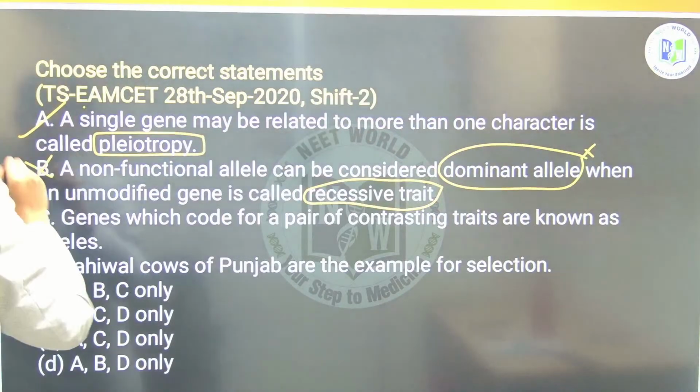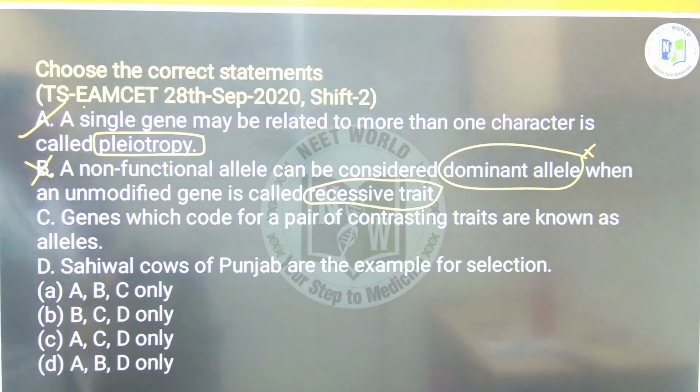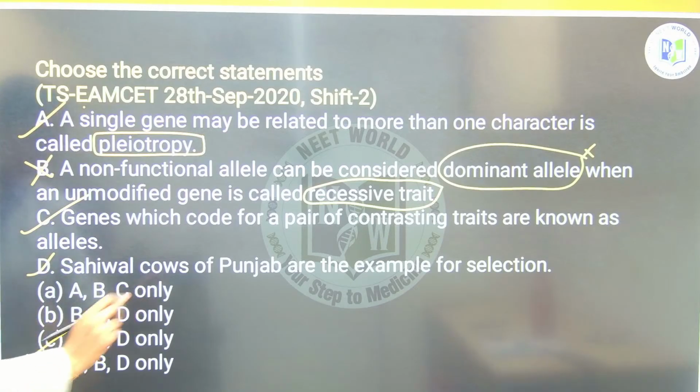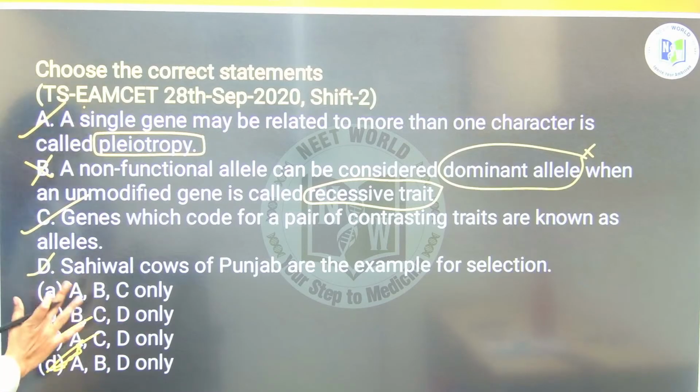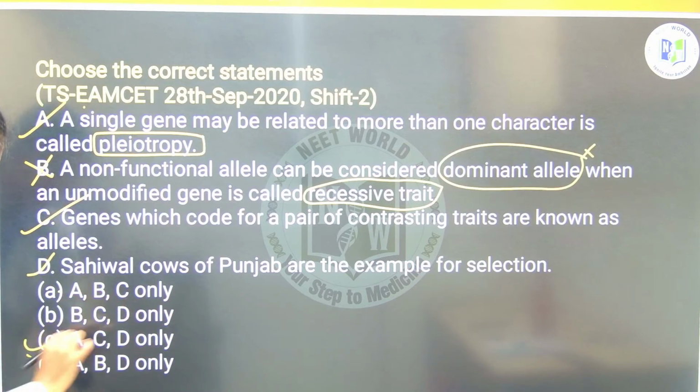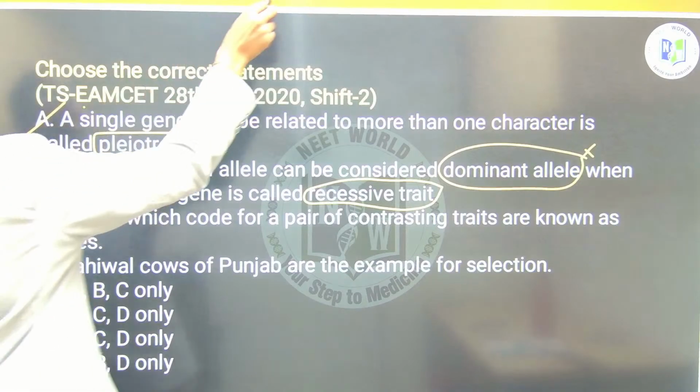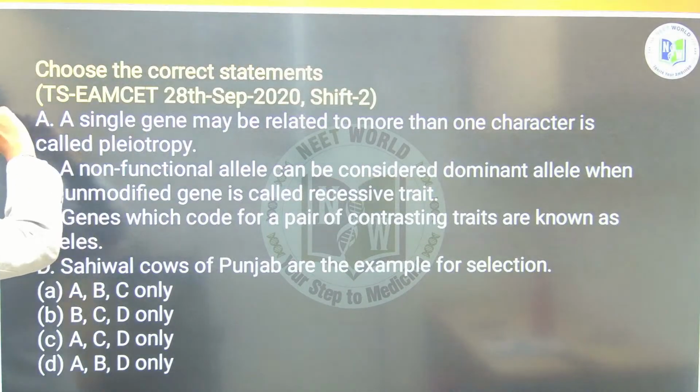Next, genes which code for a pair of contrasting traits are known as alleles. True, right? C is true. Sahiwal cows of Punjab are the example of selection. They are the examples of selection in artificial hybridization. So, here A, C, D goes correct, which is option C. Option C is the right answer. Next question.